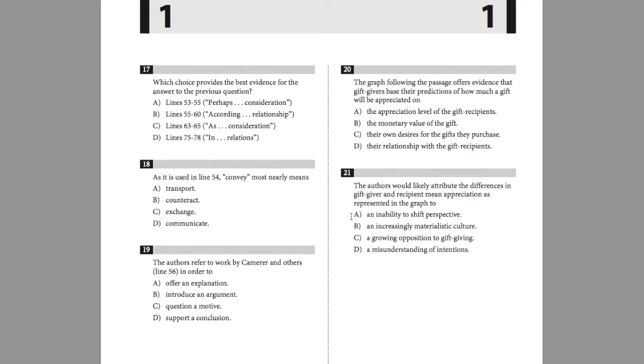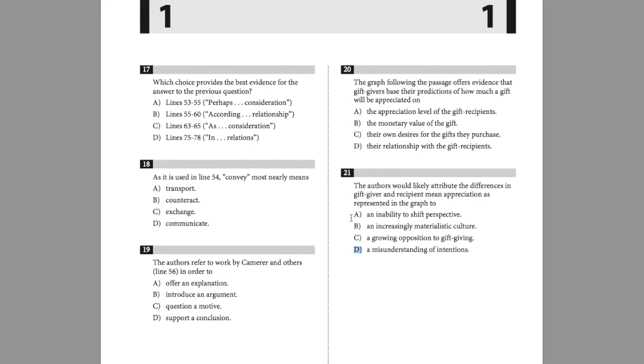We always want to cross off answers. It's not that we live in an increasingly materialistic culture, because that would suggest the opposite, that people like more expensive gifts. Growing opposition to gift giving, there was nothing that stated that. A misunderstanding of intentions is a really good answer if you don't look back at the passage. So that supports what we've said all along about SAT reading, which is we always need to go find evidence. And they're going to emphasize that even more in the new test. So the answer is A, an inability to shift perspective.